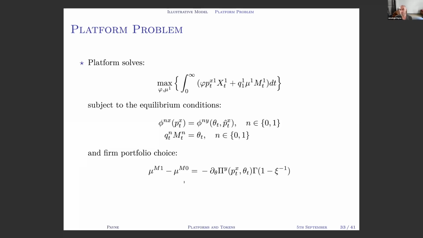So we didn't get to do the portfolio choice of the agents in detail, but we have here the difference in the drift of the price of money 1 minus the drift of the price of money 0. But in this economy, because we've simplified things, the drift of the price is just the negative of the drift of the money supply. So we get a clean expression for this portfolio choice.